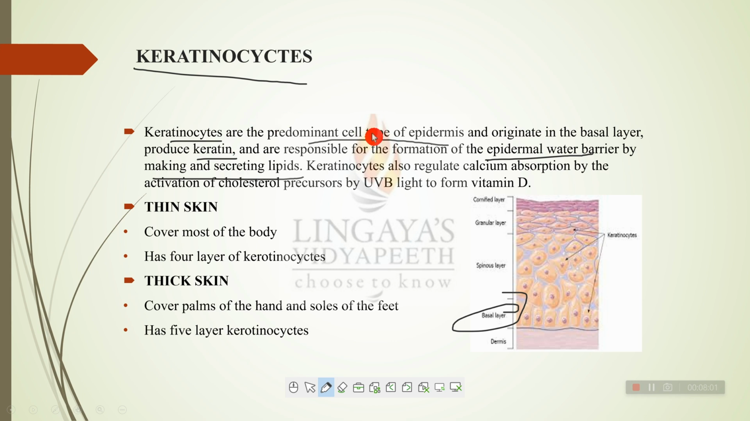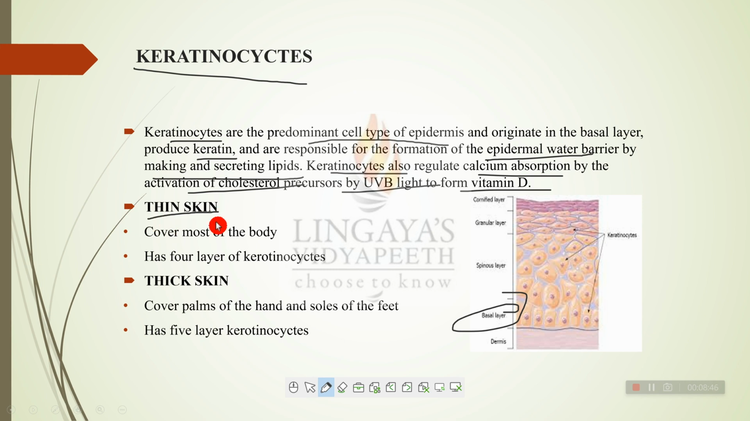Now keratin protein is very important for the growth of skin, for the proper nourishment of the skin, and for proper hair growth also. Keratinocyte cells also regulate calcium absorption by activation of cholesterol precursors by UVB light to form vitamin D. All of us are aware that vitamin D is synthesized by UVB, the ultraviolet light.